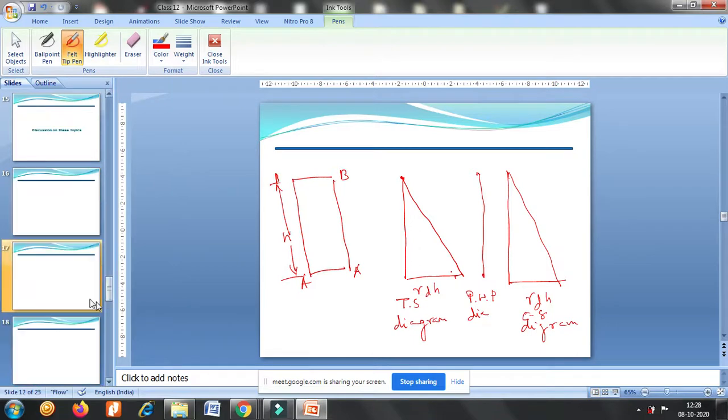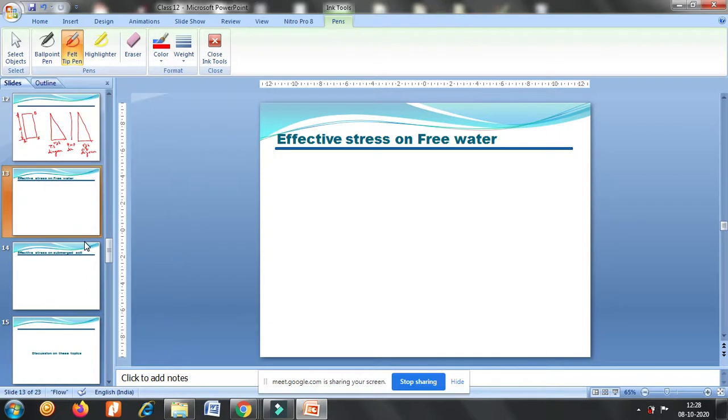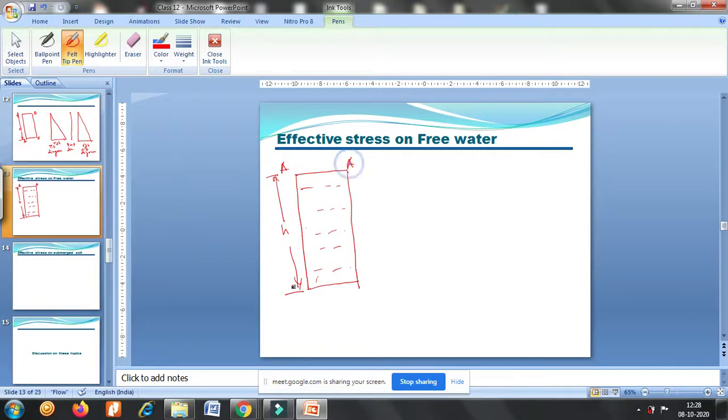Now let us go to the second one, the effective stress on free water. There is only water, there is no soil present. So let us draw the diagram. Only water is there, there is no soil, and this depth is how much? This depth is H. Let us take this as A and this as B.